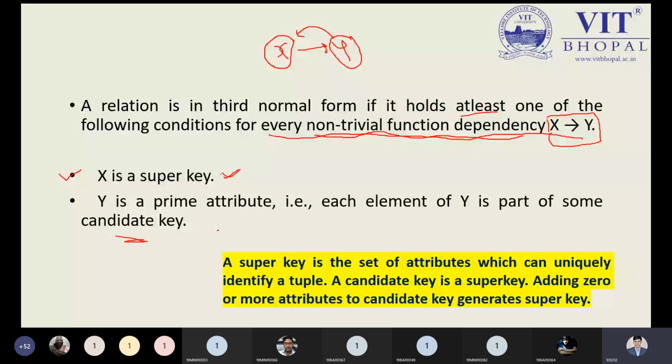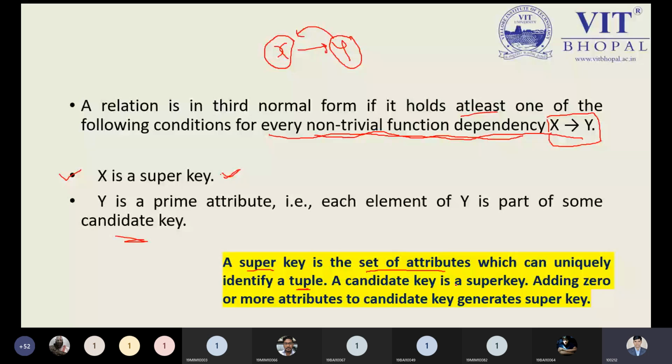And here we have another question, that is, what is meant by super key. So you can understand for simplification purposes, a super key is a set of attributes which can uniquely identify the tuple. In a super key, there is no guarantee that rows do not have multiple copies. But a candidate key is a super key. It means when you're talking about the candidate key, it has the property of the super key.